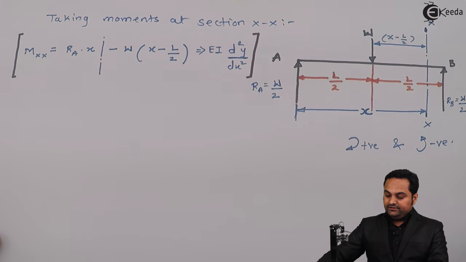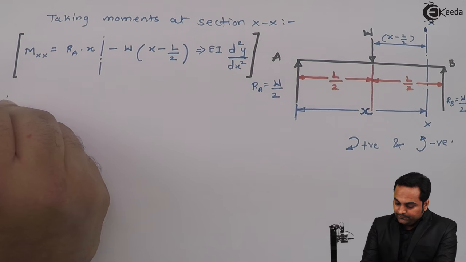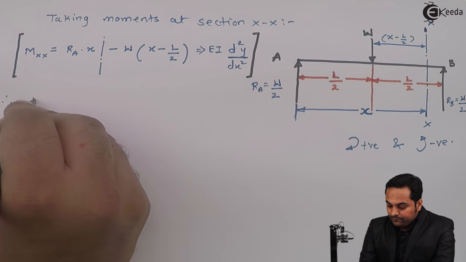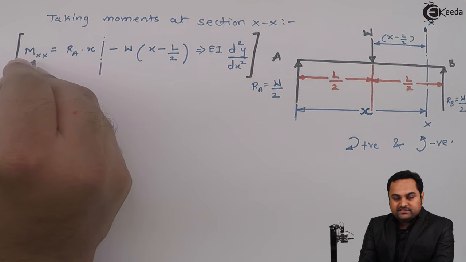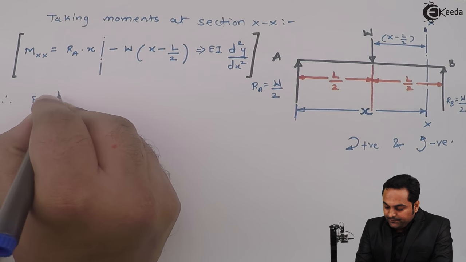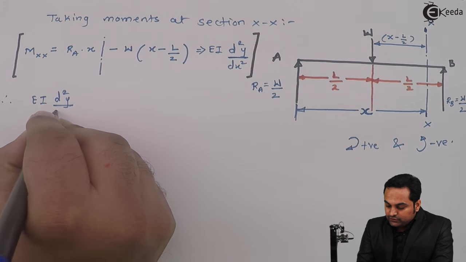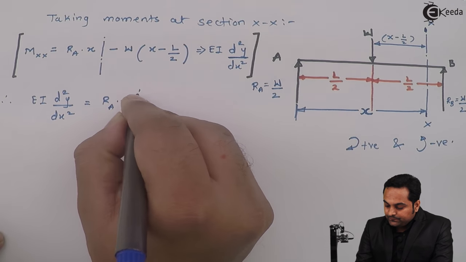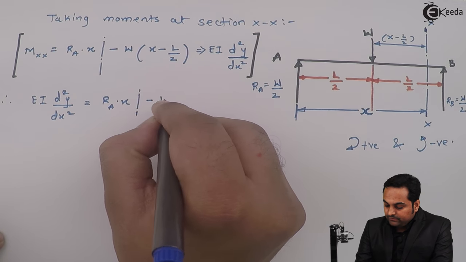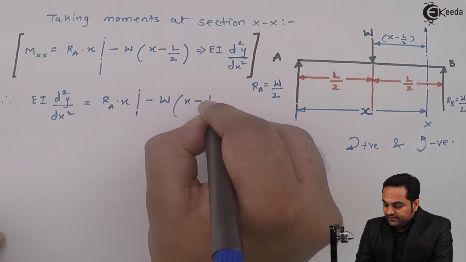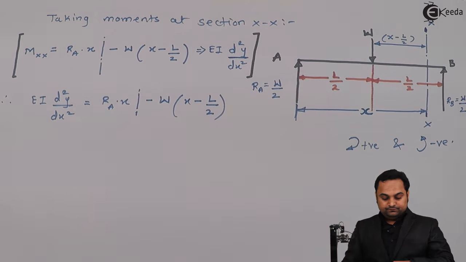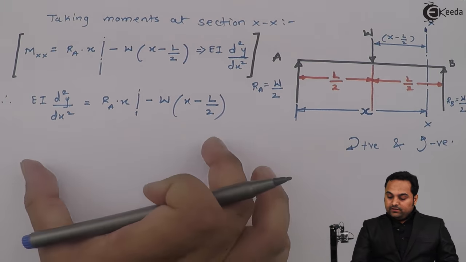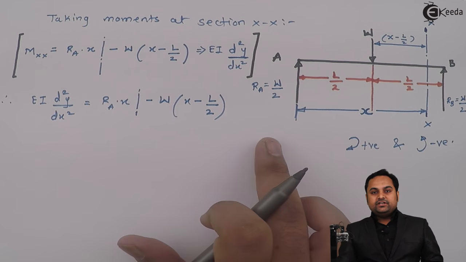Now I'll write it in this form: I'll replace Mxx by EI d²y/dx², which is equal to RA into X minus W into bracket X minus L by 2. Next, I will be integrating this equation.